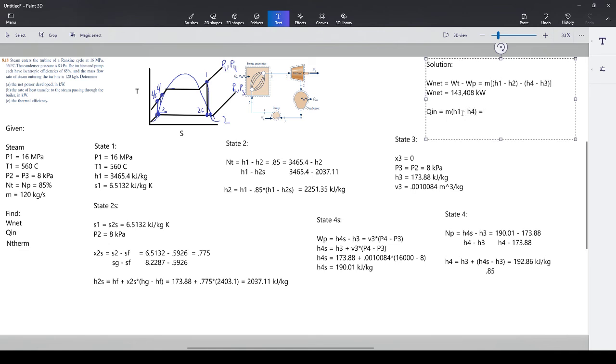And if you do this, you end up with, typed it all in using all your enthalpies, 3465.4 minus 192.86, times 120. You end up with 392,704.8, and this is kilowatts again. And so that is the amount of heat that it took. So just to show you, that's the amount of heat it took to get the fluid from a subcooled state, which is way over here, all the way back up to here. Essentially, that's how much heat we had to put in, in kilowatts, to get it back up to here.